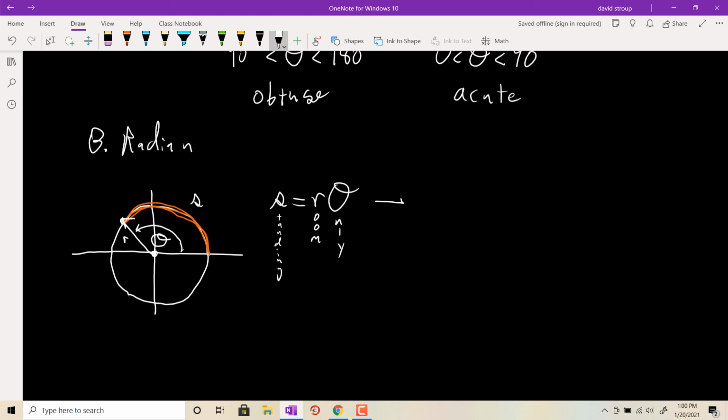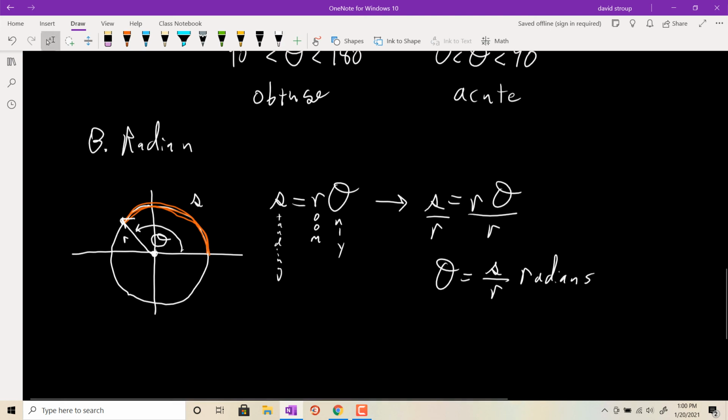From here, we can get an expression for theta by dividing both sides by R, right? So if you have S equals R theta, you can divide both sides by R. And flip-flopping the sides, you end up with theta equaling S over R. Okay, and the units of that are radians. So it's a ratio of arc length to the radius of the circle.